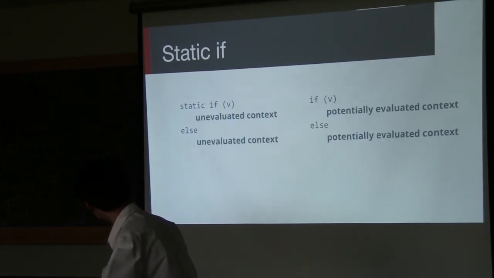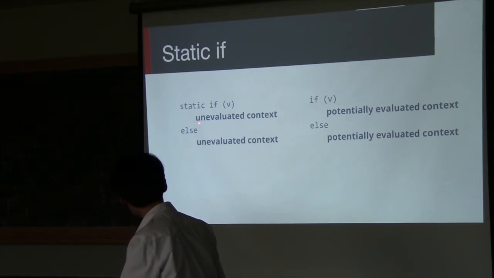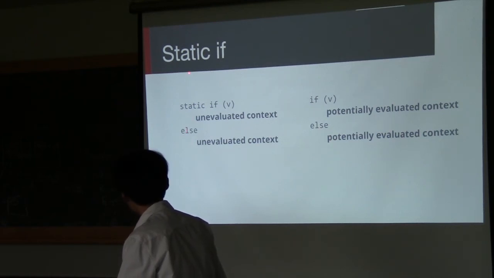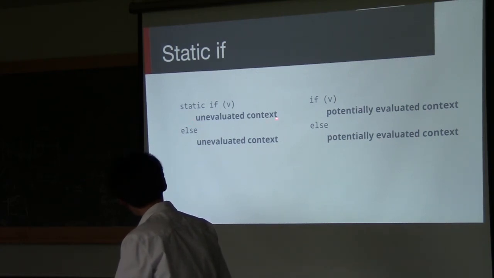So, this is why. In static if, this may be passed, maybe not. Depends on the definition of static if. But at least, at minimum, those two branches must be in an unevaluated context. Actually, I got something wrong here, because the true branch is a potentially evaluated context. But you got what I mean.